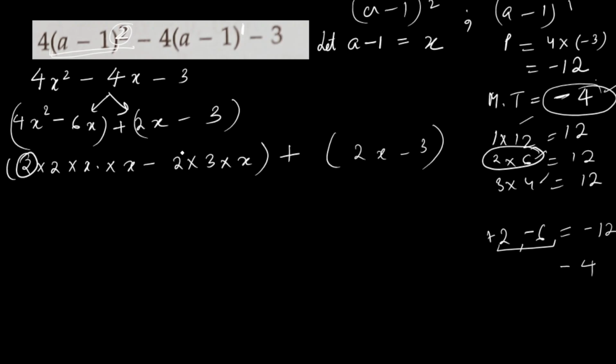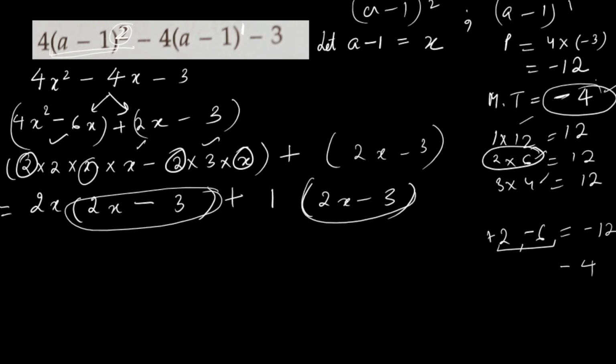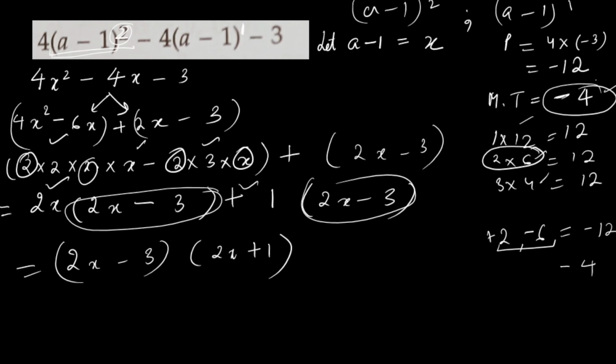So what is common here? 2 is common because it's present in both. Then x is also common. So I can write 2x outside, and the remaining thing is 2x minus 3 here. Plus here nothing is common, that means 1 is common, with 2x minus 3. So these two are the same, so this is a common factor which we can write out. So 2x minus 3 I can write out, and the remaining things are 2x here plus 1. So the given expression is factorized, but this is not the required answer.